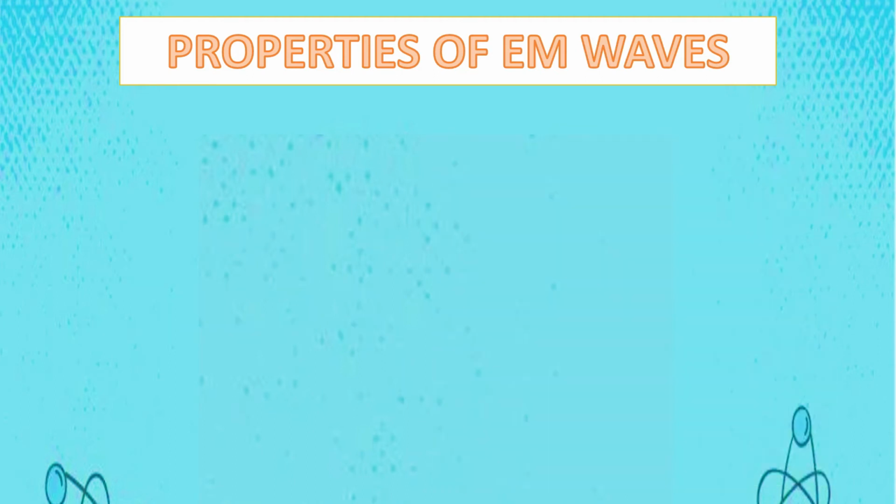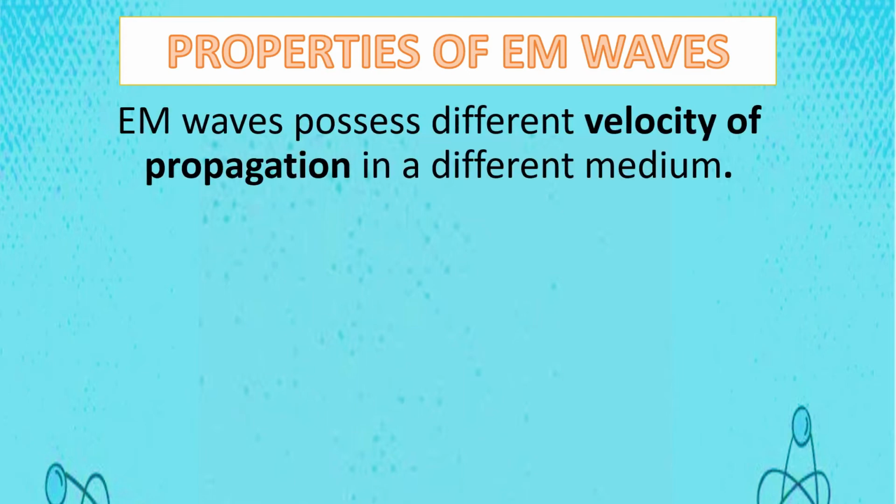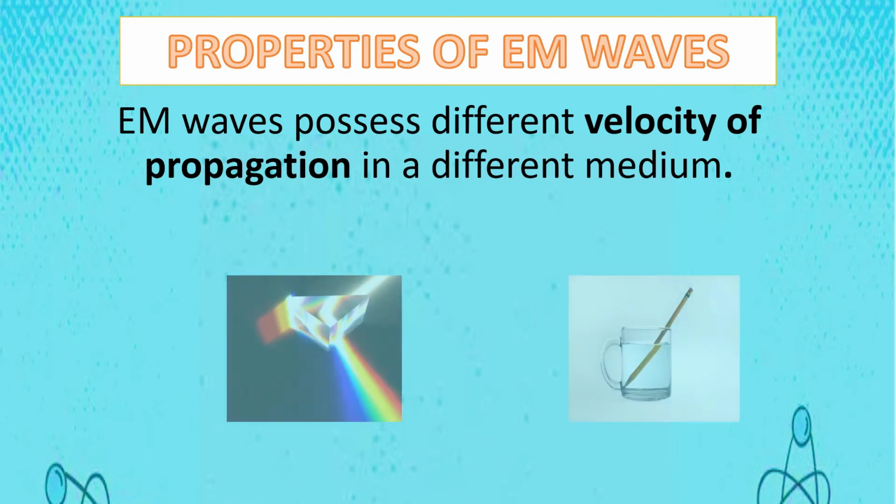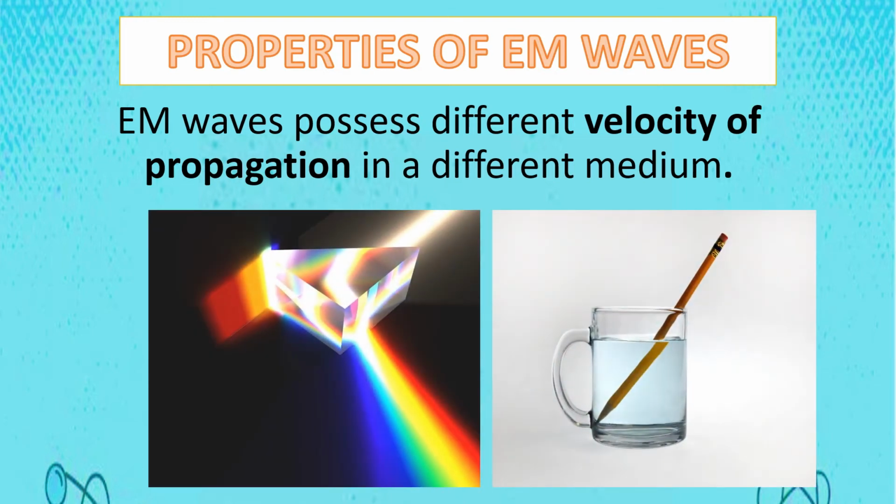It is also one of the properties of EM waves that they possess different velocities of propagation in different media. When traveling between media, the wavelength changes, and therefore, the speed of EM waves also changes. Also, this change is different for different frequencies.